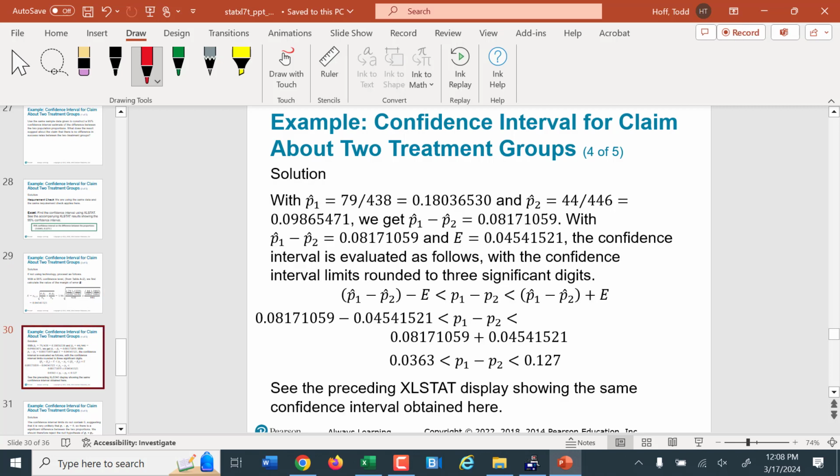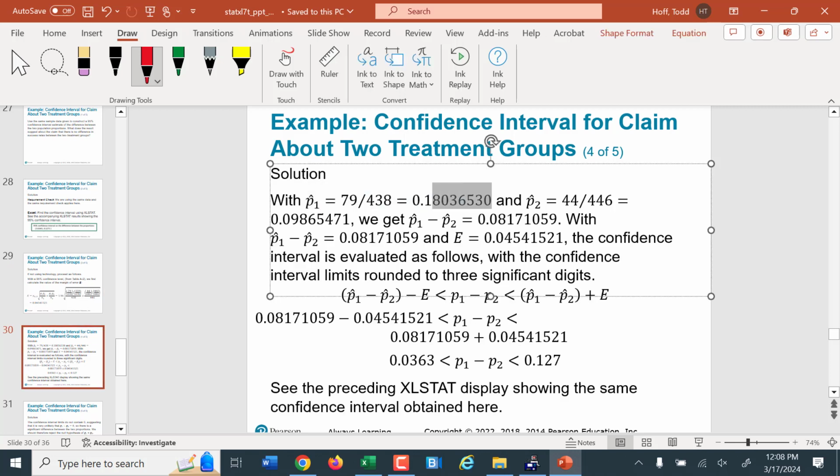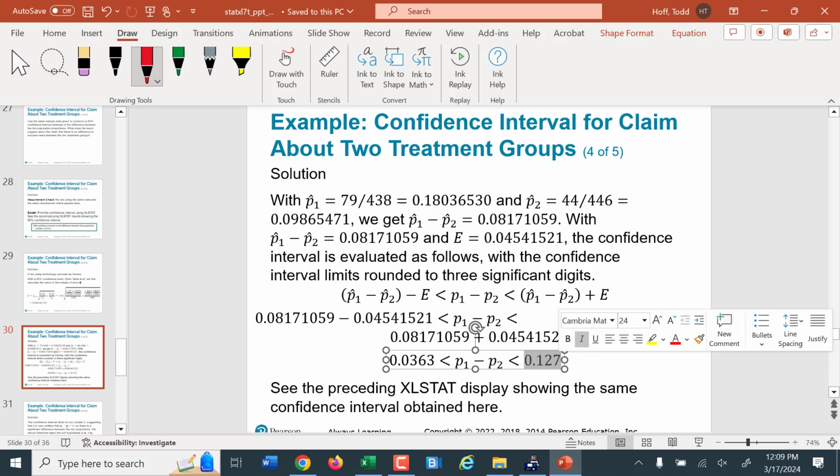Then we have to calculate our point estimate. So for our point estimate, we take the proportion from sample 1, the 79 divided by 438 to get 0.1804, and the proportion from sample 2, 44 divided by 446 to get 0.0987. We subtract those to get a point estimate of 0.0817. And then we apply that margin of error to it. So we subtract the margin of error to get 0.0363. We add the margin of error to it to get 0.1271. Again, that's what we calculated in the StatCrunch.